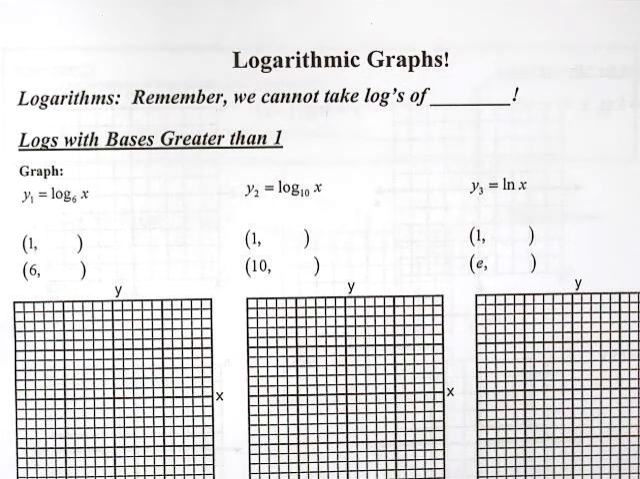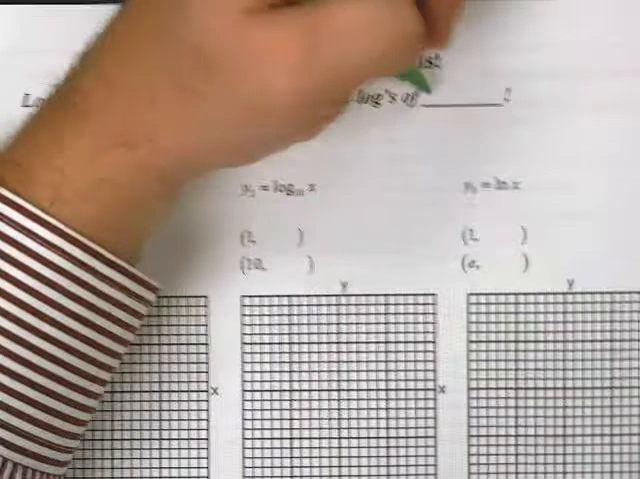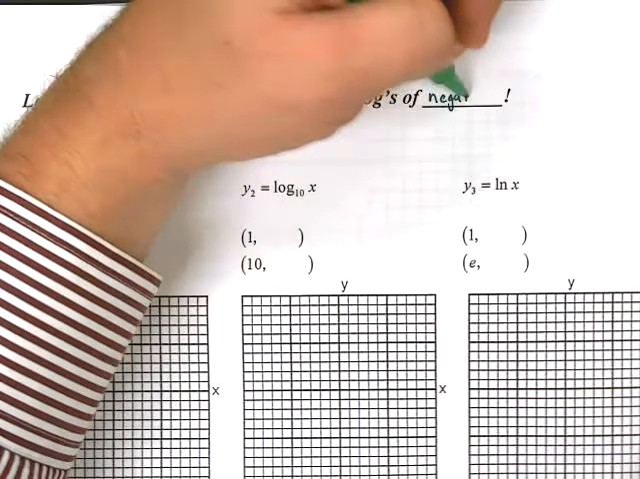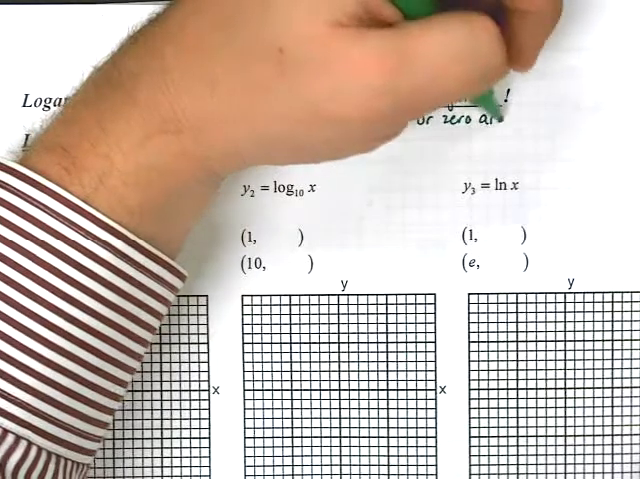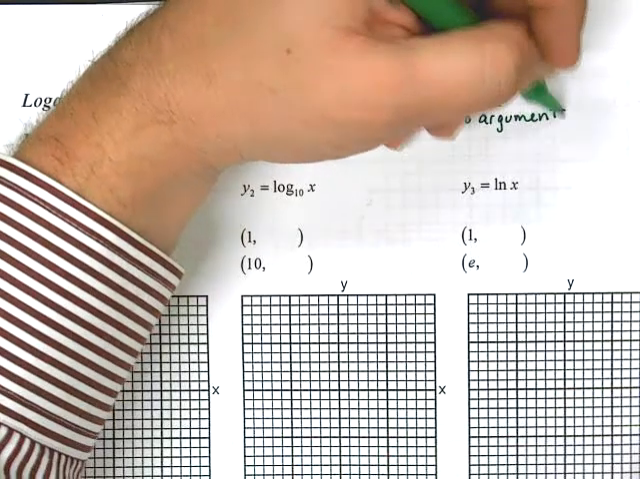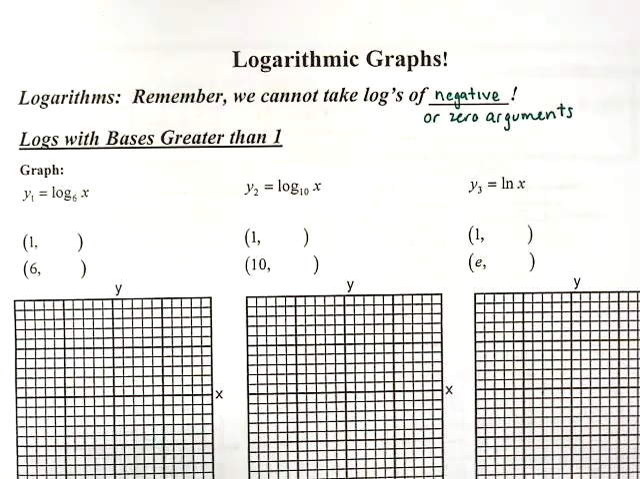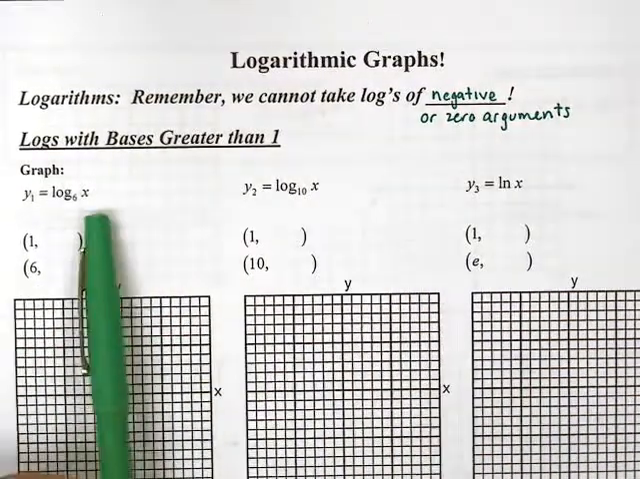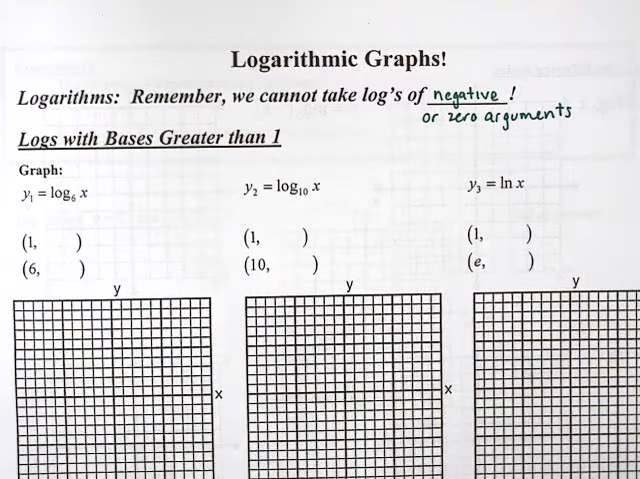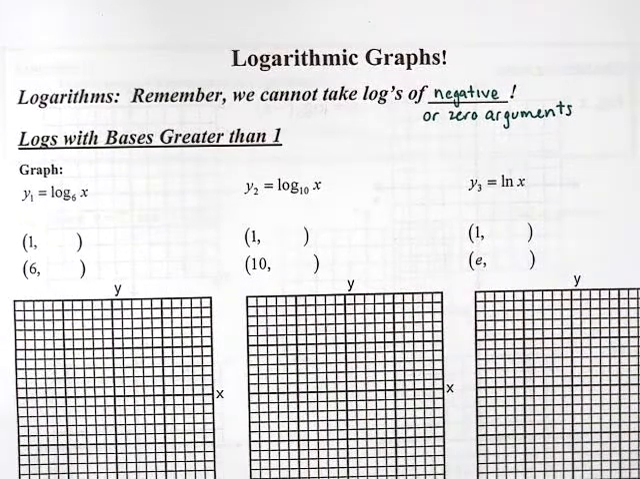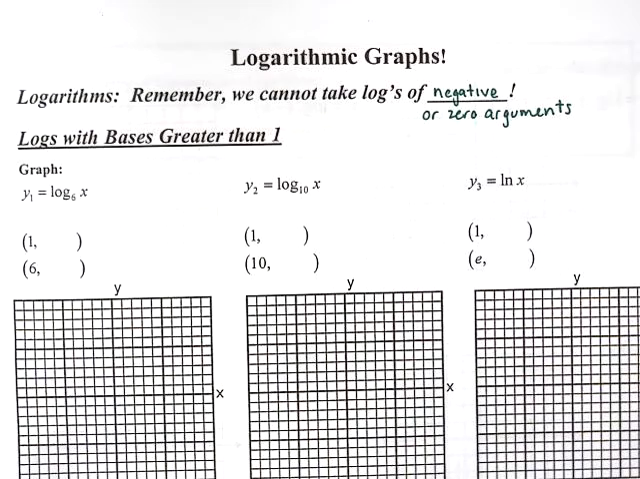Now, hopefully you remember that we cannot take logs of negative or zero arguments. Okay, the arguments must be greater than zero. Now what I want you to realize and recognize, what makes this a logarithmic graph, is that x is going to be our argument everywhere. So that means that x cannot be negative or zero. So we'll cover that in a little bit.